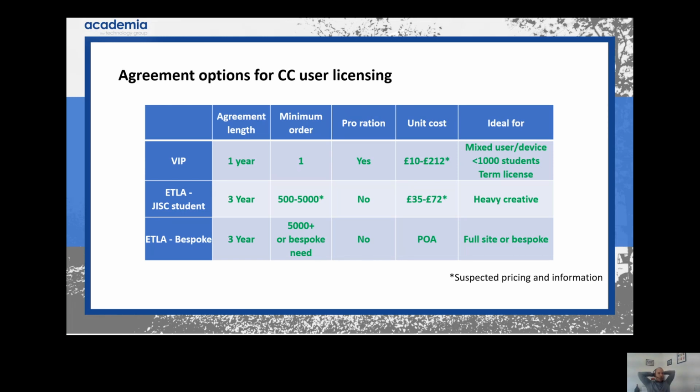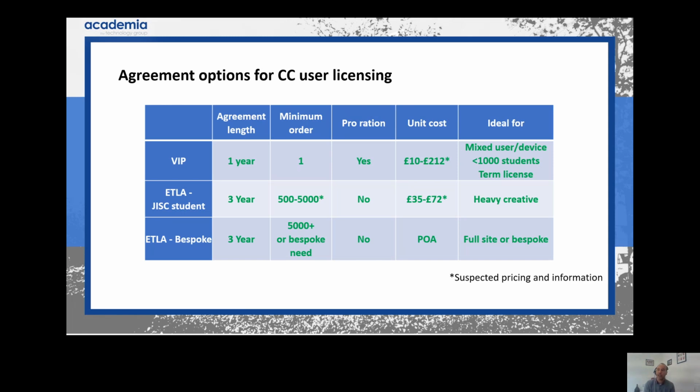It's also really useful if you need term licenses, whereby you may have courses running post-December to the end of your academic year that require Adobe software, and just licensing for a 4 or 5 month period, the proration on VIP can really help that, and I'll expand on that when we get to the next slide. Line 2 on this is the ETLA through JISC.